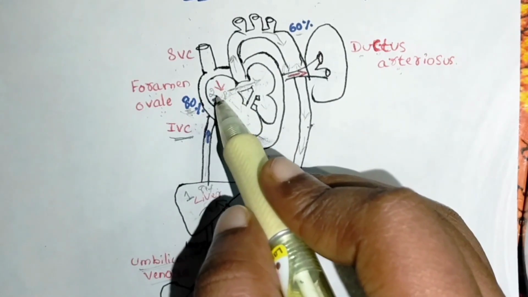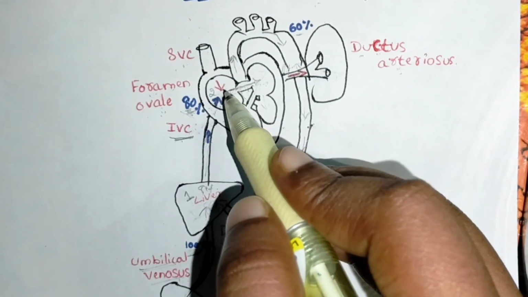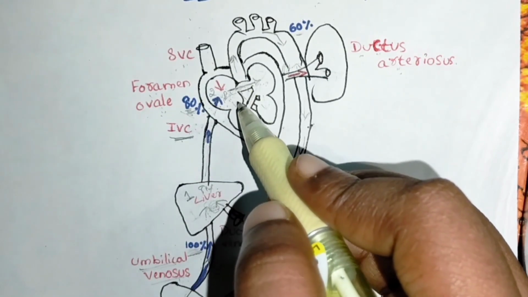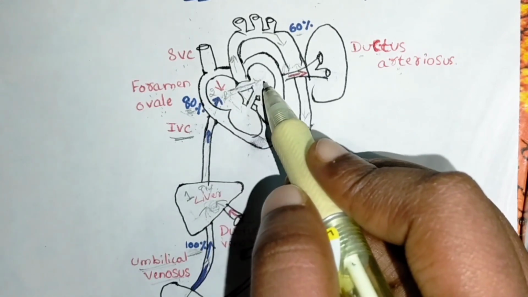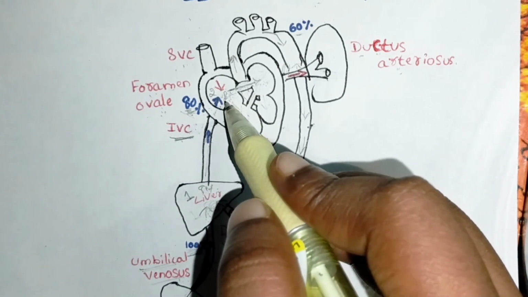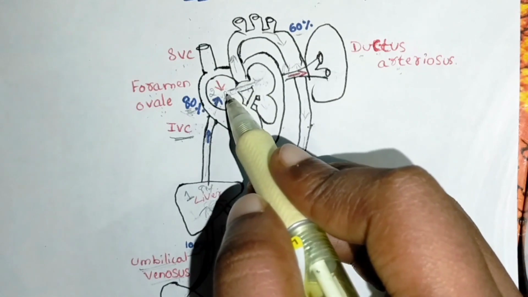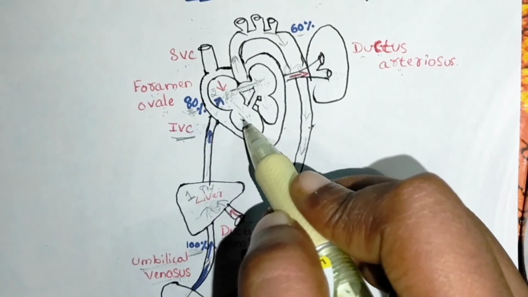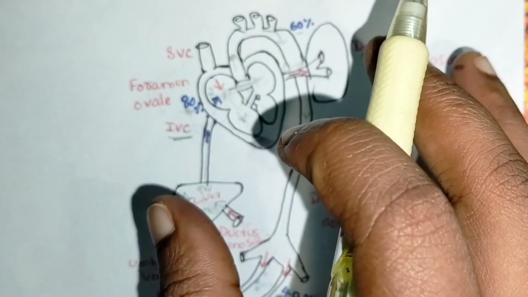The blood collected here from the inferior vena cava and superior vena cava is actually divided and goes in two ways. Partial blood goes this way, from the right atrium to the left atrium through the foramen ovale, and partial blood goes from the right atrium to the right ventricle. After the blood comes here, almost all the circulation is like in normal human beings.